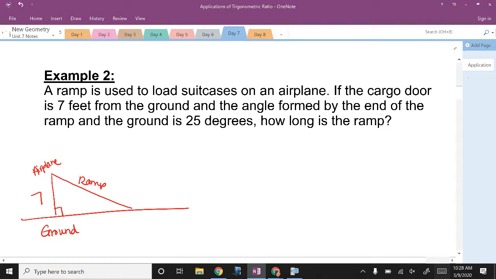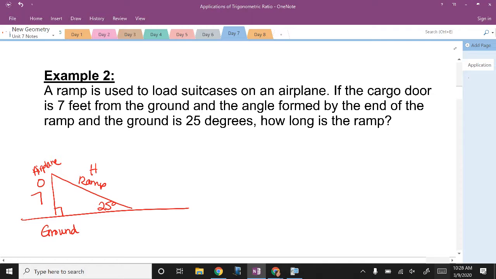And the angle formed by the end of the ramp and the ground, where is that at? It's down here. Right there. It'd be right there, wouldn't it? Is 25 degrees. How long is the ramp? So y'all tell me, y'all think we're going to use sine, cosine, or tangent? Sine, why? Yeah, we have the opposite, and the ramp that we're finding is the hypotenuse.